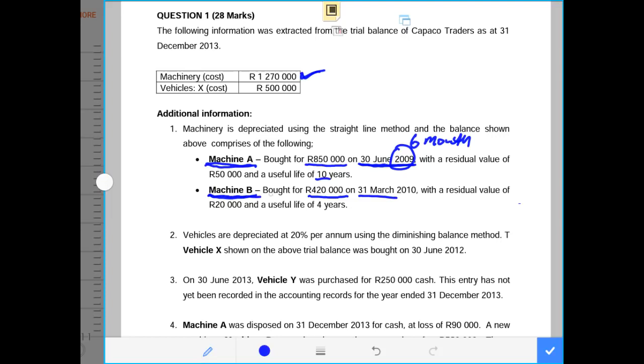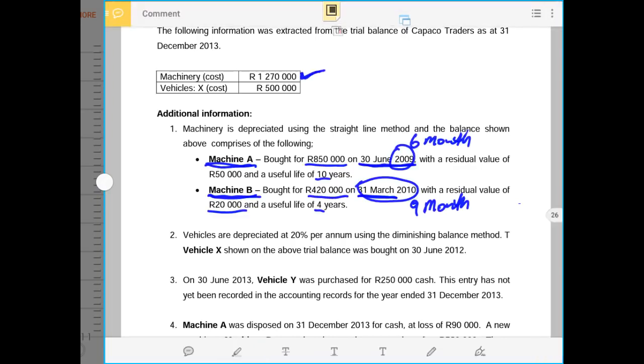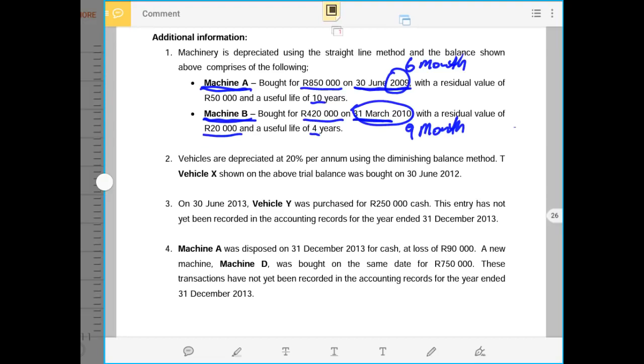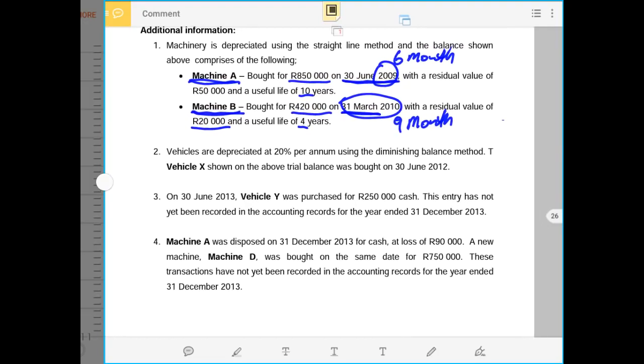But for machine B, that was bought on the 31st of March, therefore now we have to say April, May, June, July, August, September, October, November, December, meaning the depreciation for machine B in the year 2010 will be for a period of 9 months. That needs to be taken into account. It's very important to note. However, useful life is 4 years and the residual value is 20,000 for machine B. Remember, the machine was sold, but let us leave that so far where it is.